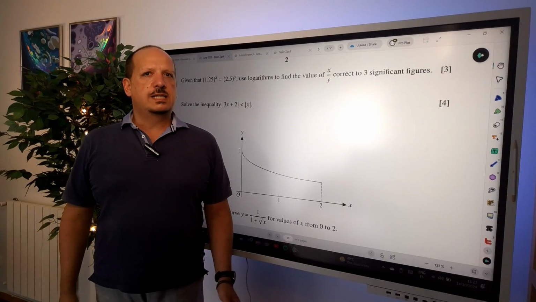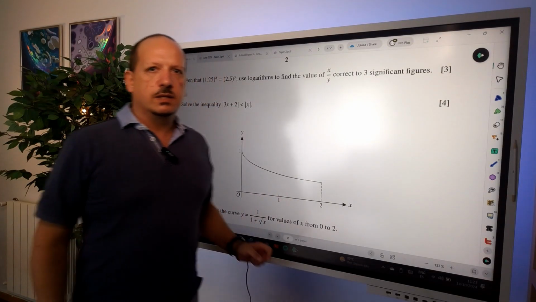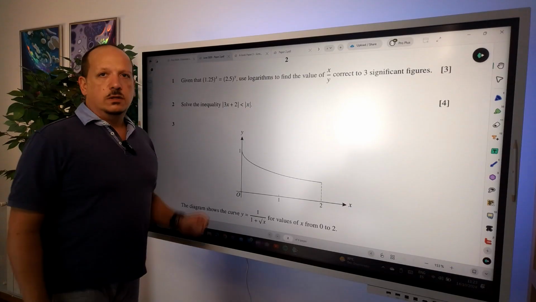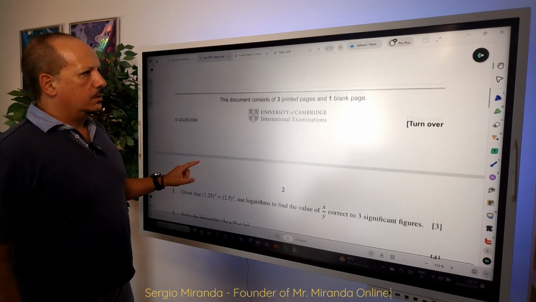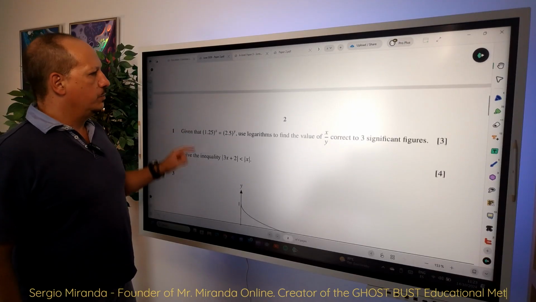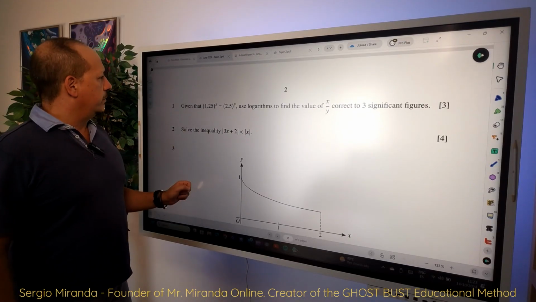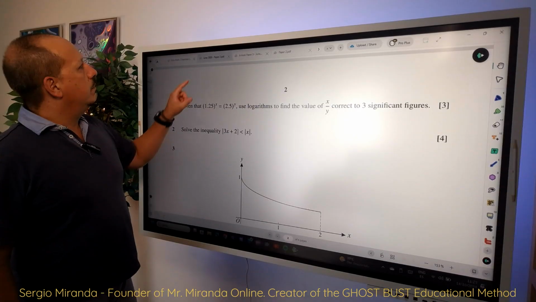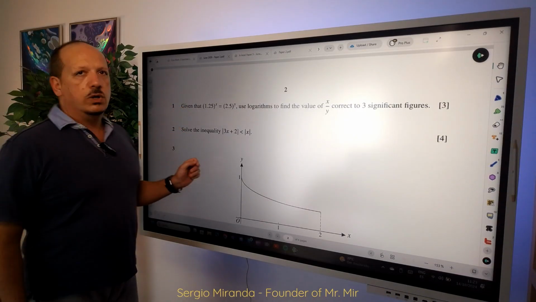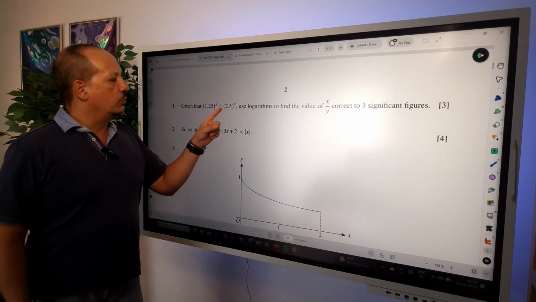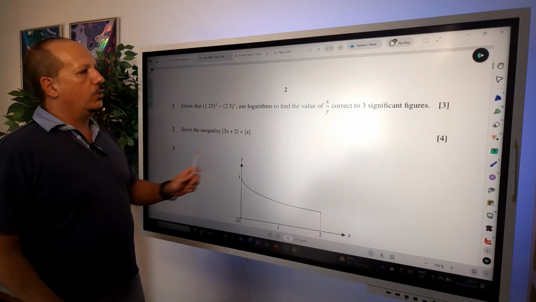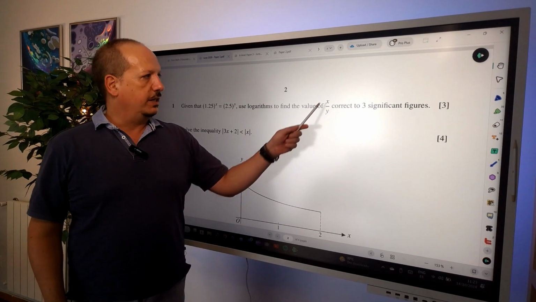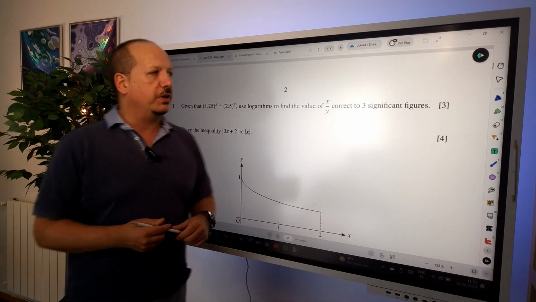We're now going to examine questions regarding logarithms and exponentials. The first question is this one. This is from 2009, paper 2. Given that 1.25 to the power of x equals 2.5 to the power of y, use logarithms to find the value of x over y, this ratio, correct to three significant figures.